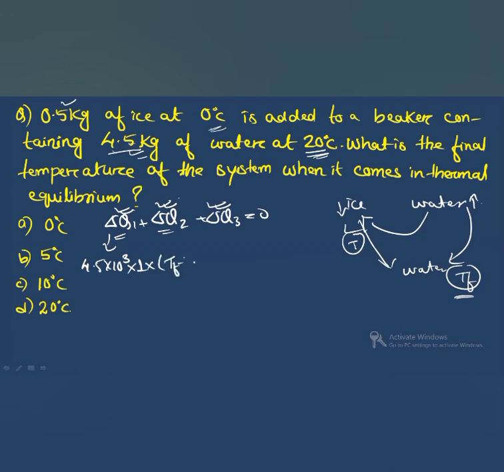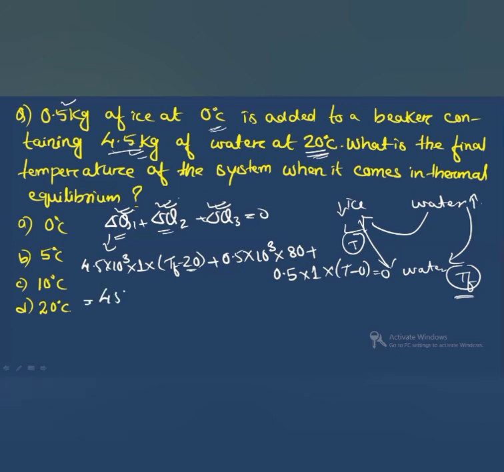Final temperature Tf minus 20, the initial temperature, plus now del Q2. Mass is 0.5 kg, so I'm multiplying with 10 to the power 3, into the latent heat of ice, 80. Again plus, mass of ice is 0.5, and this time it is changing its phase, so water's specific heat will come, 1, into the change in temperature del T. Del T will be how much this time? It will be T minus 0, so this is equal to 0.